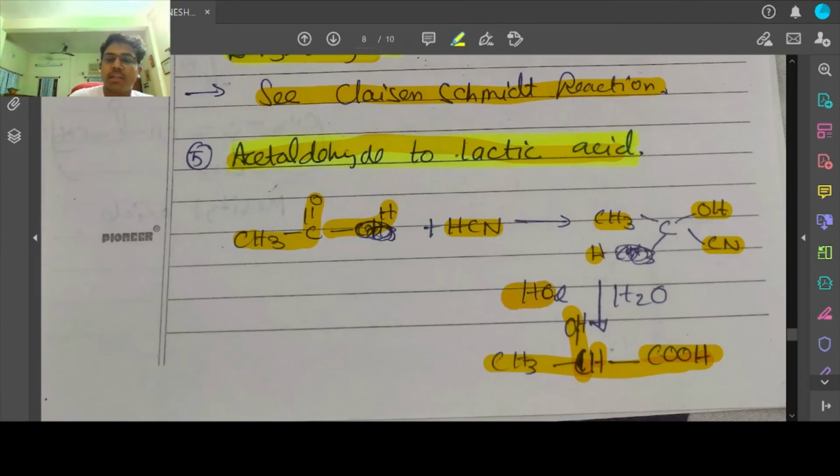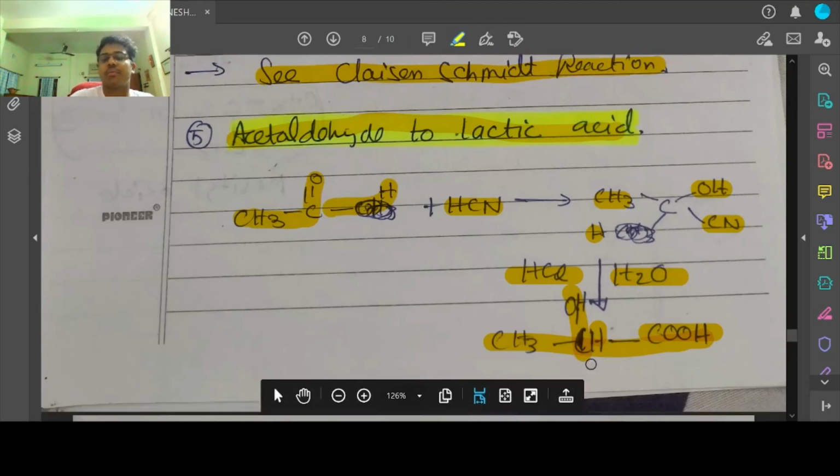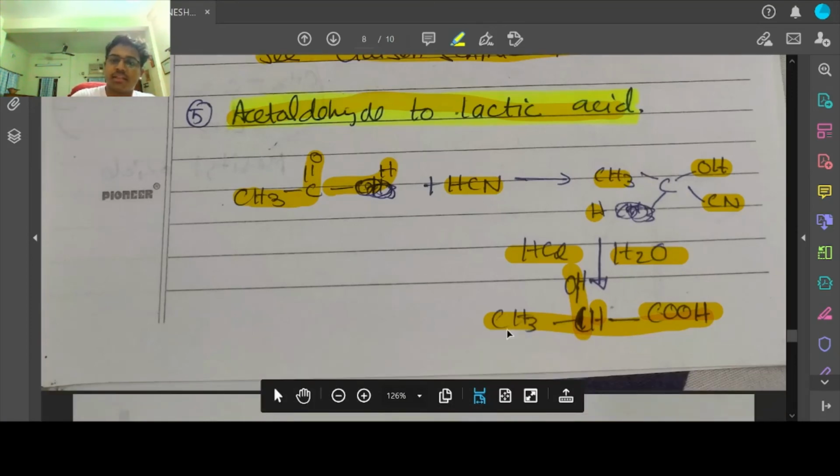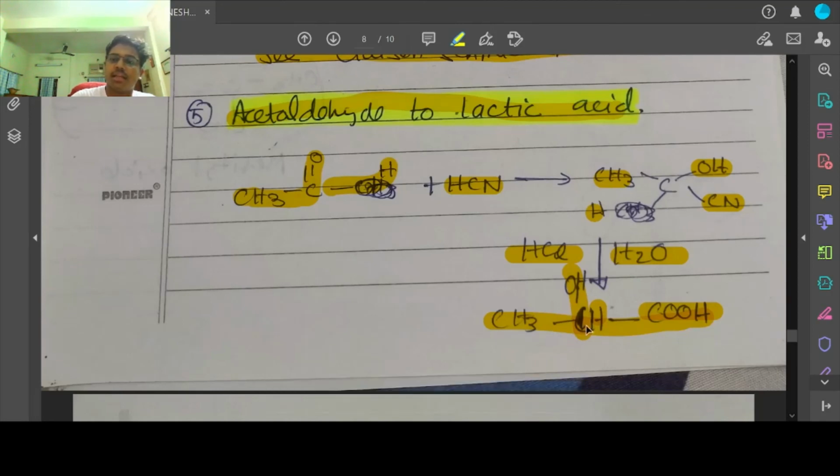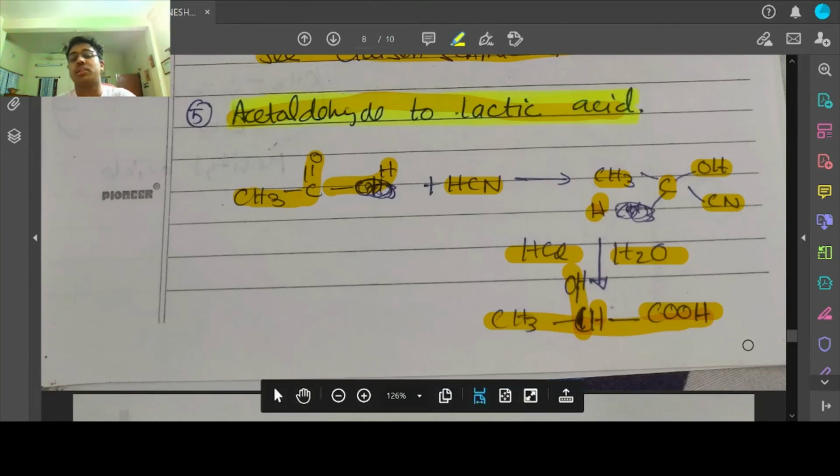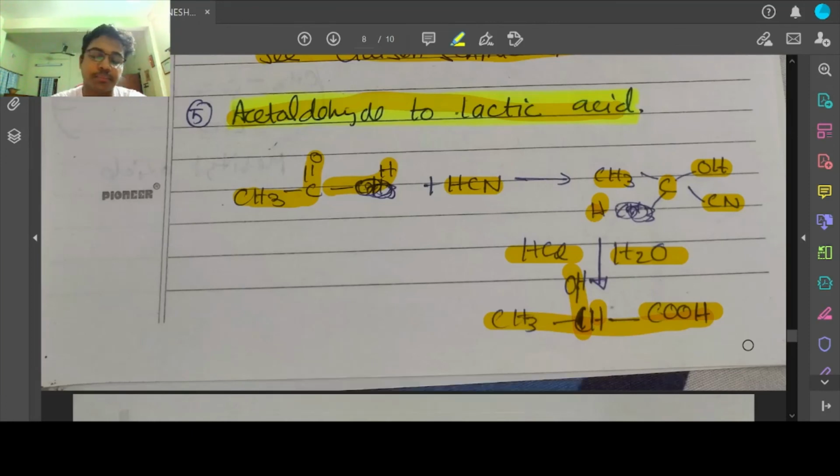And after that, treatment with HCl and H2O gives this result. So CH3 remains intact, CH remains intact, OH also remains intact. This cyano group is converted to C double bond OH. So just remember the formula of lactic acid. This is very important here. This is lactic acid, CH3 CHOH C double bond OH. So what do this HCl and H2O do? This HCl and H2O converts this cyano group to a C double bond OH group.